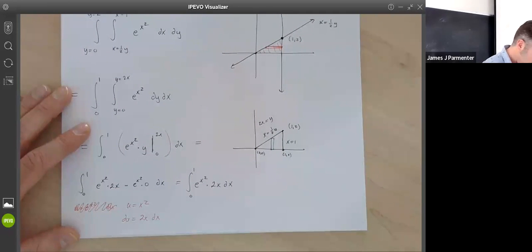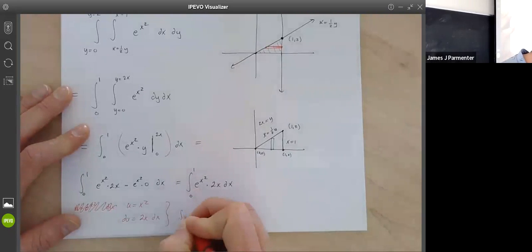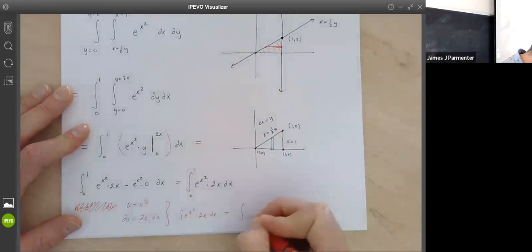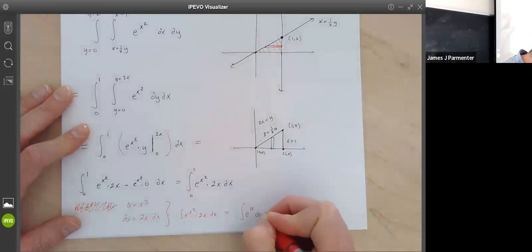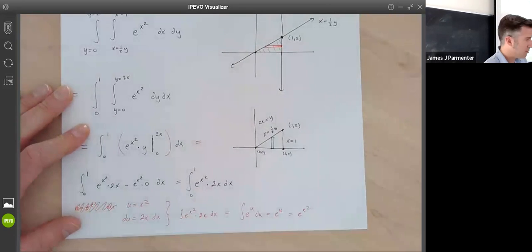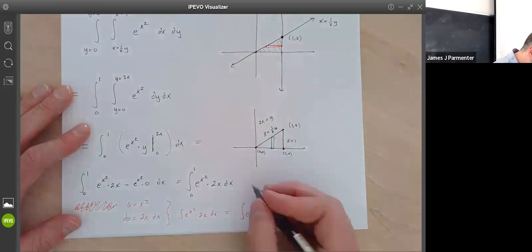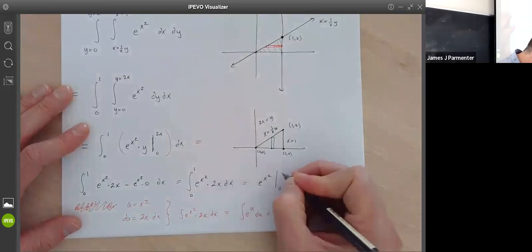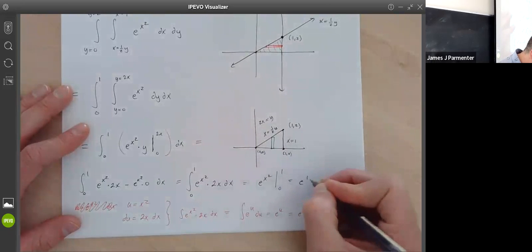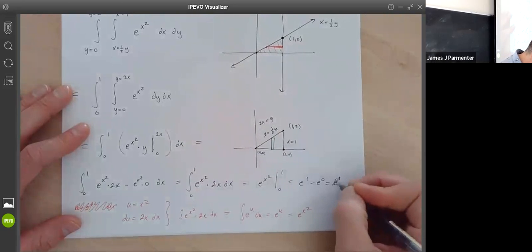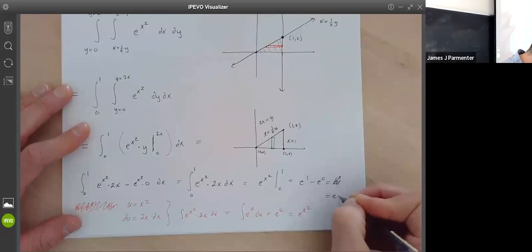So then the integral of e to the x squared times 2x dx is equal to the integral of e to the u du, which is e to the u, which is e to the x squared. So then this is going to end up equaling e to the x squared from 0 to 1, which is e to the 1 minus e to the 0, which is just e minus 1.